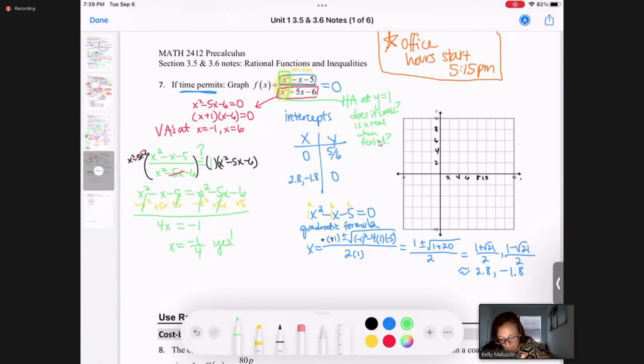So we could even add that or create another little xy. It's going to be when x is -1/4, y is 1. It's going to cross at that point.